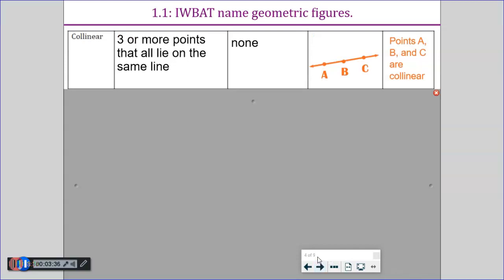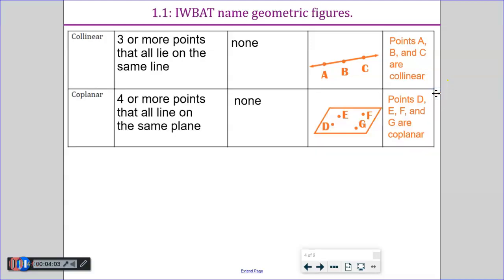Next is collinear. Collinear, co means with, so collinear are 3 or more points that all lie together on the same line. There's no specific way to label this. For your picture, draw a straight line with 3 or more points on it. And the way that I would name that is just by saying in a sentence that points A, B, and C are collinear.